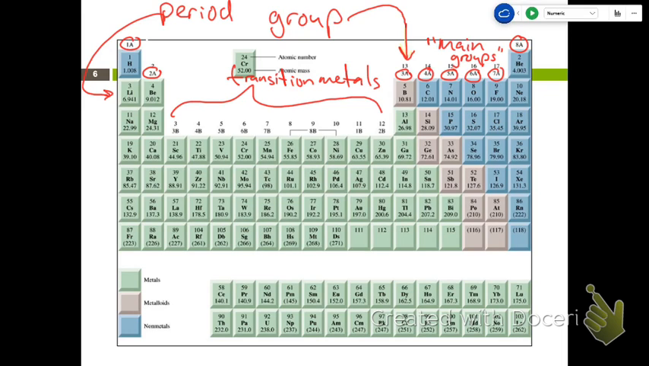What did you say A's were called again? The main group elements. Yep, so the main group. So if I say main group 3, what column is that? That's 13. 3A. All right? And honestly, most of our time is going to be spent studying this top right-hand corner and then the left 2 groups.